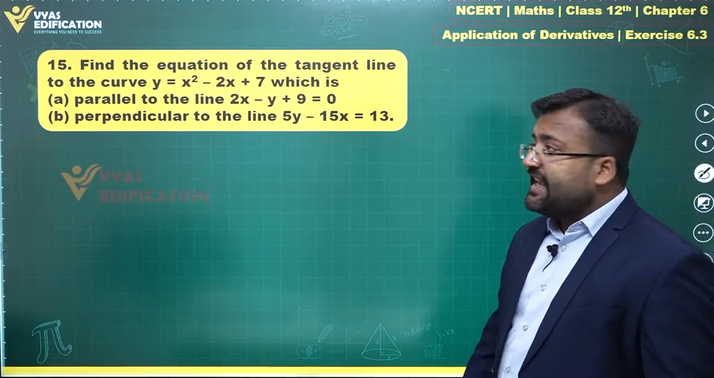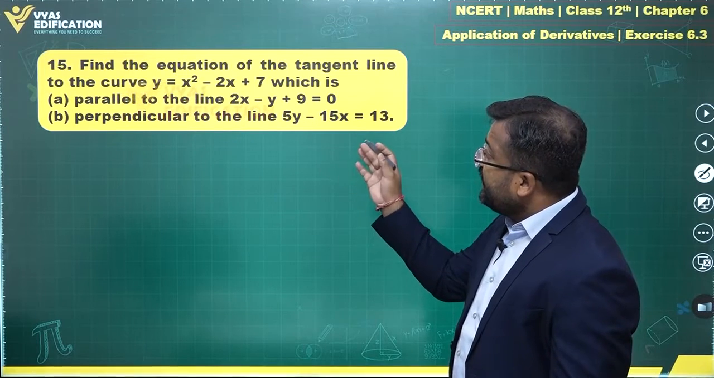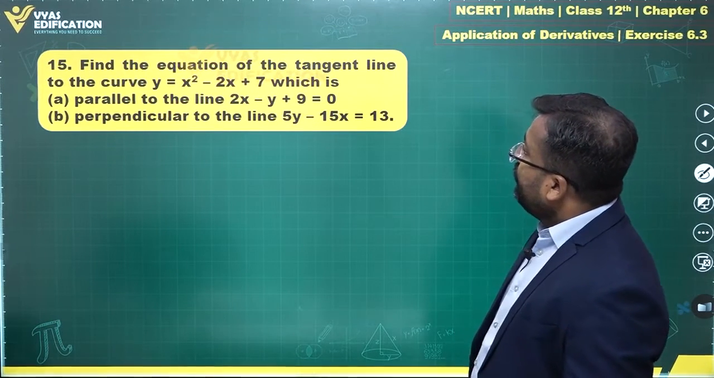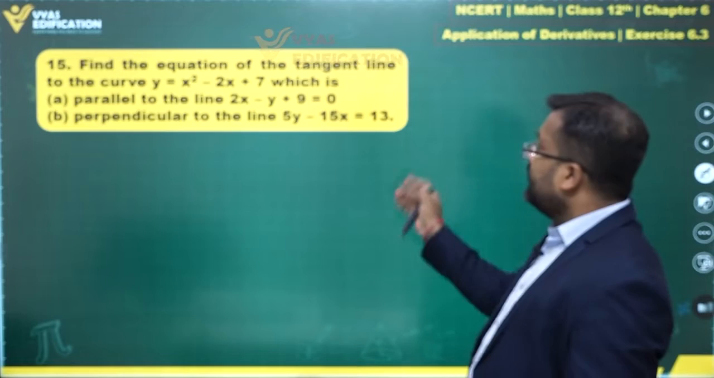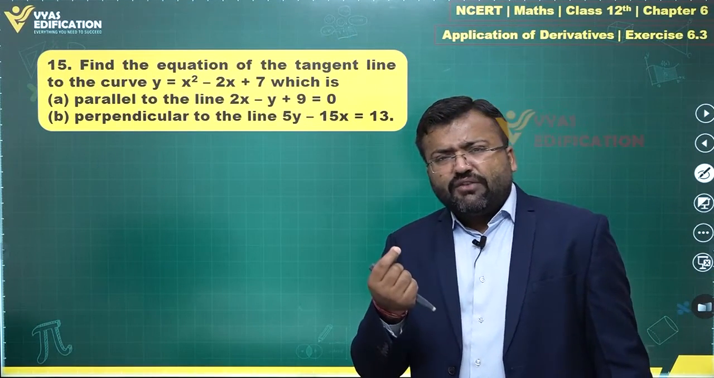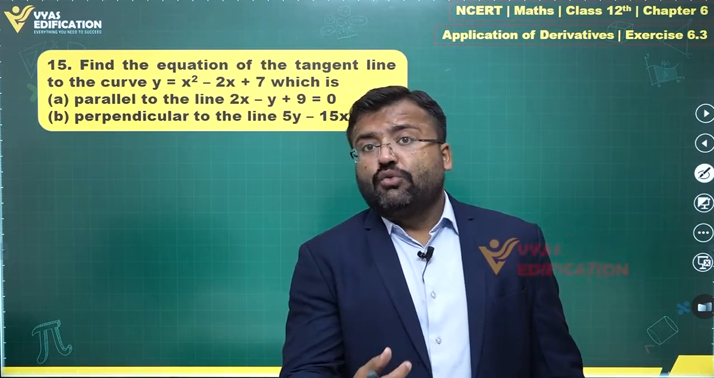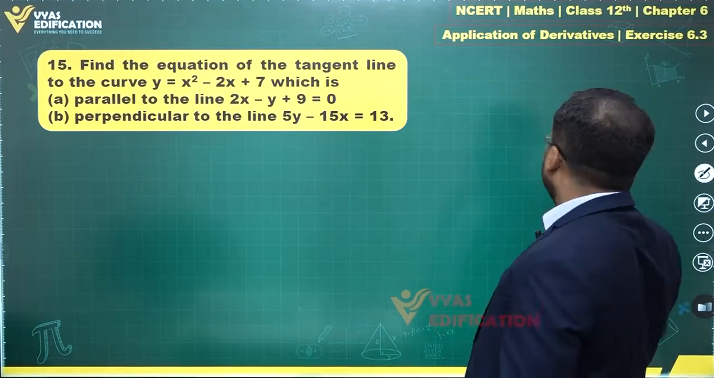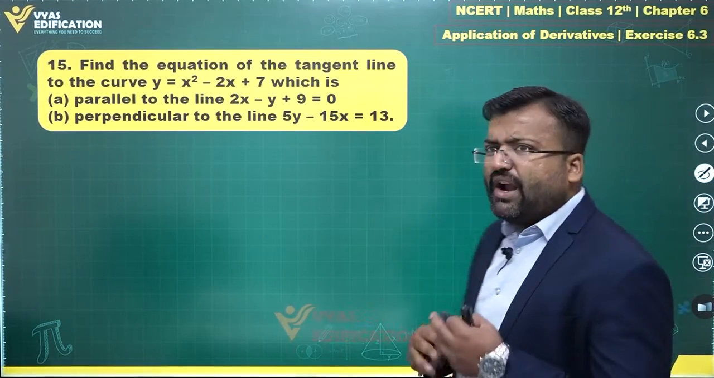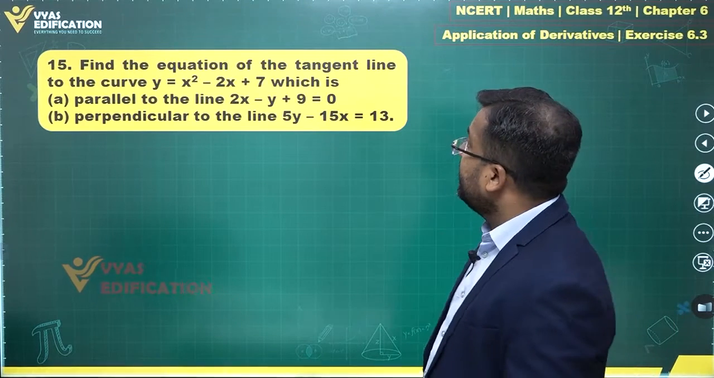Question number 15 says, find the equation of tangent line to the curve this, to the line this, which is parallel to the line this, perpendicular to the line this. Okay. So a line which is parallel to the line, you are aware of the slope. Again, a line which is perpendicular to another line, you are aware of the slope. So let's, in the first and second part, let's talk about the slope of the required tangent line first, and then we can compare with the derivative, find the points easily.